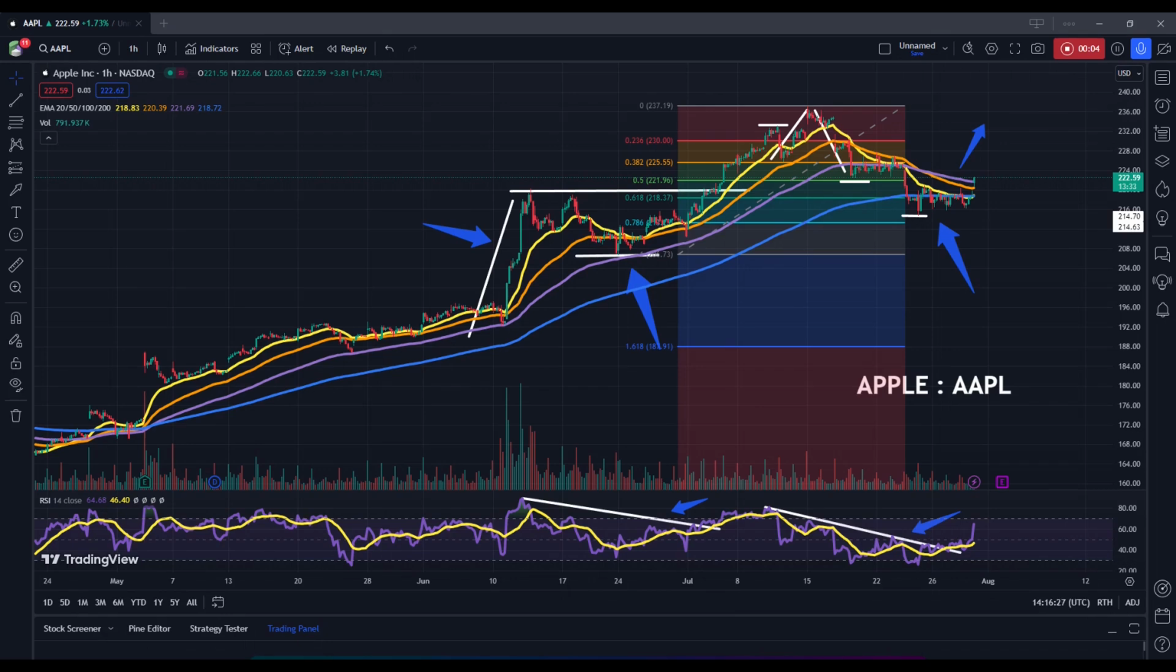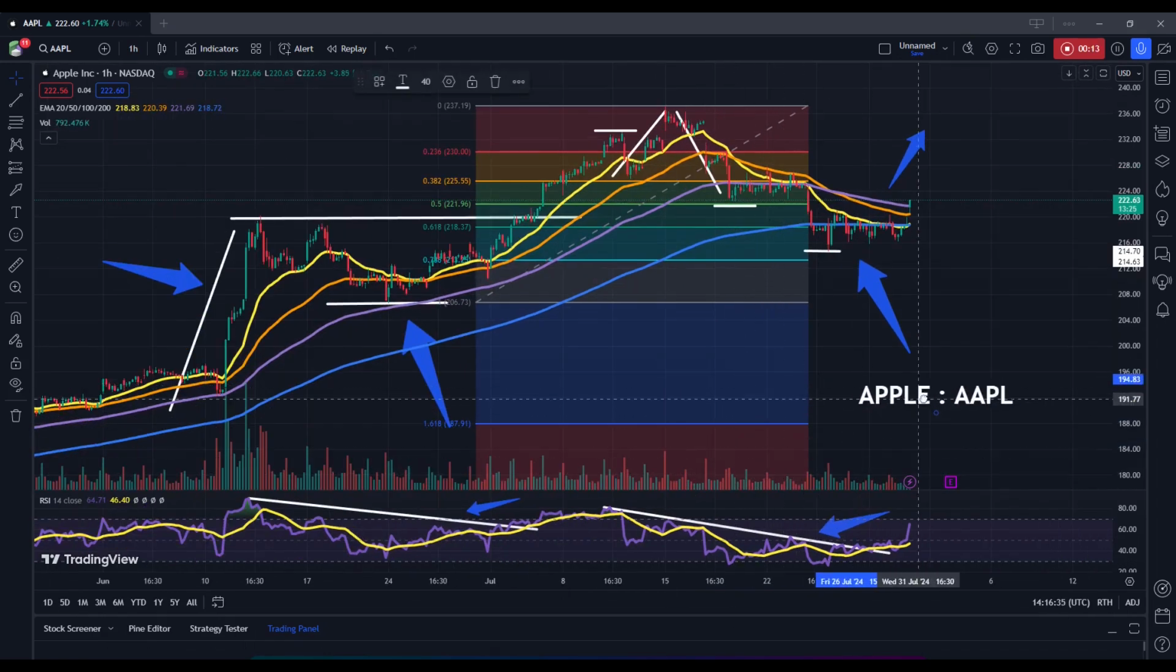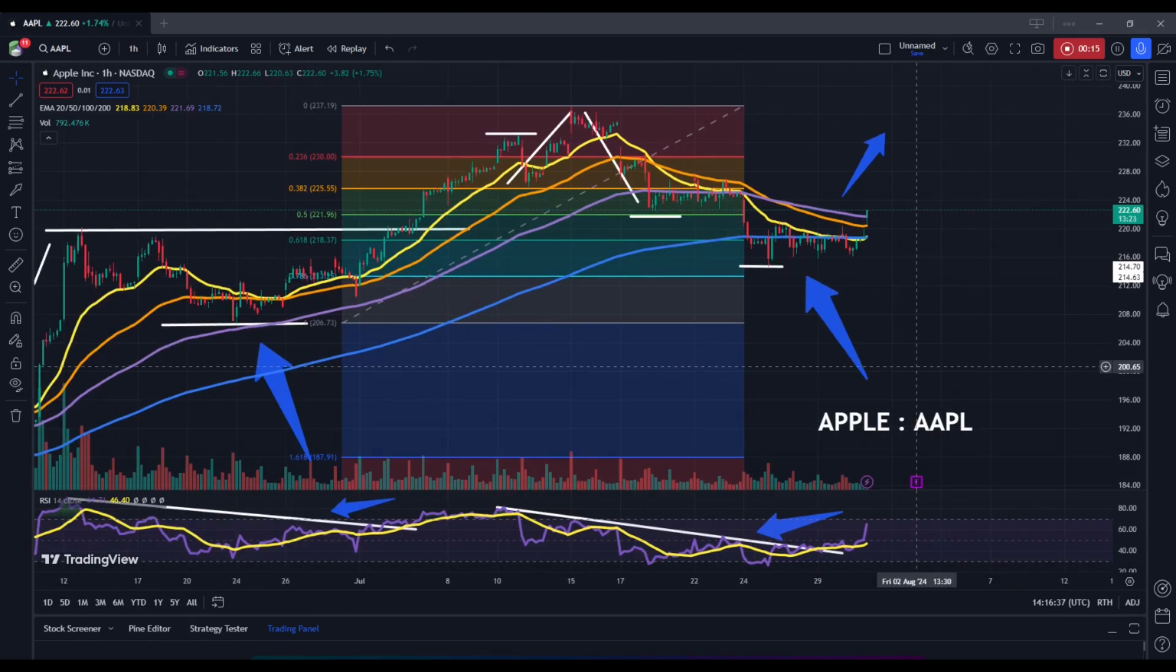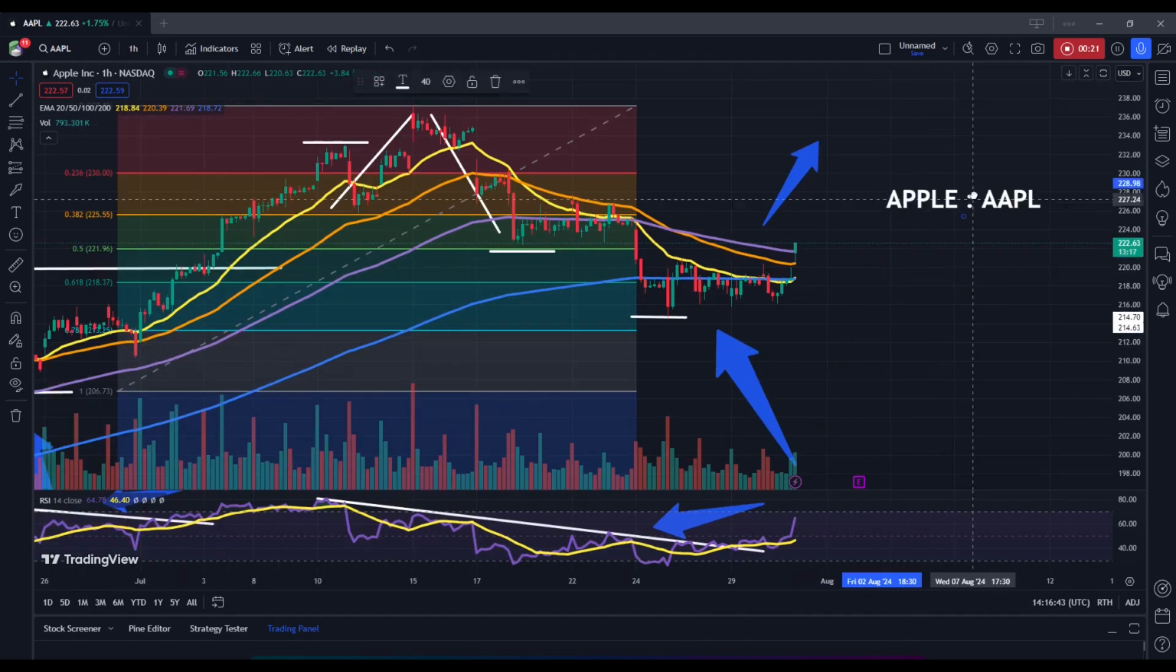We have the hourly price chart for Apple Incorporated, stock ticker AAPL. So as we can see here, the stock is trading under a solid footing to start the trading session. This would be the hourly chart, so each trading bar here will be equivalent to 1 hour.